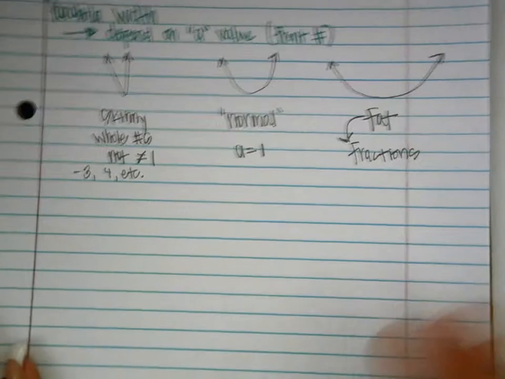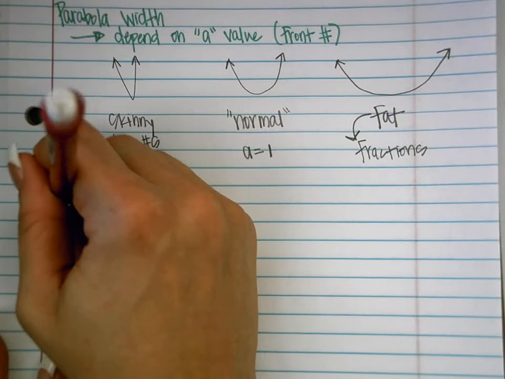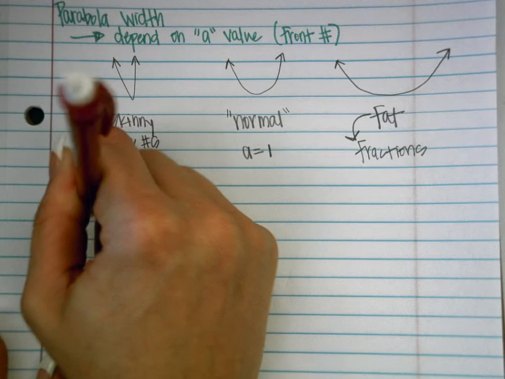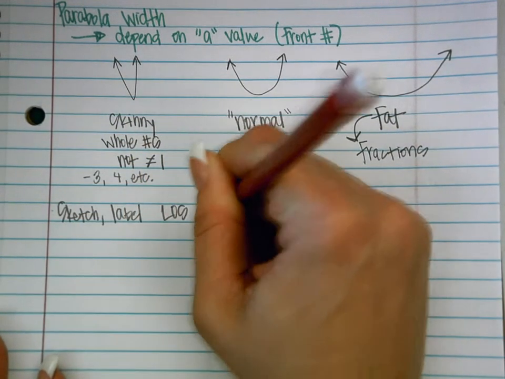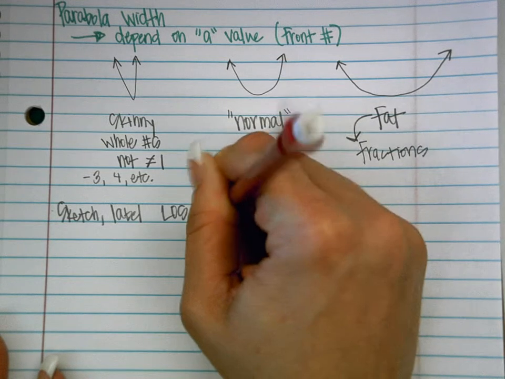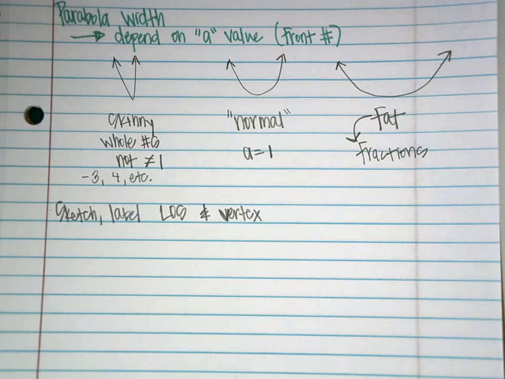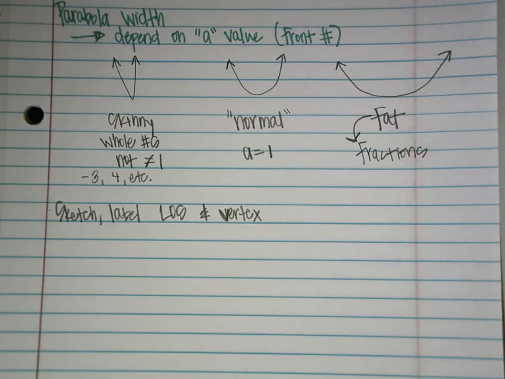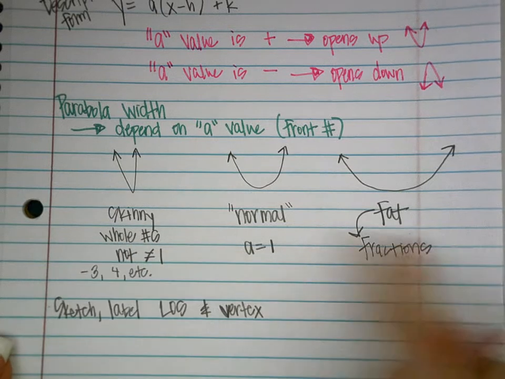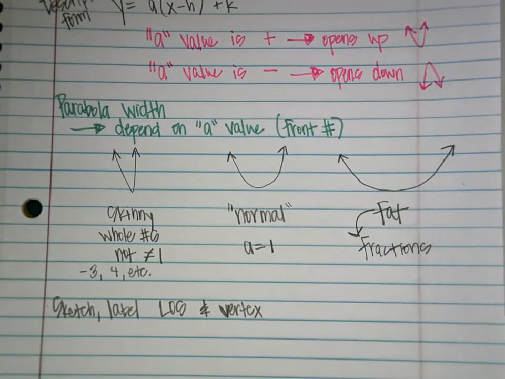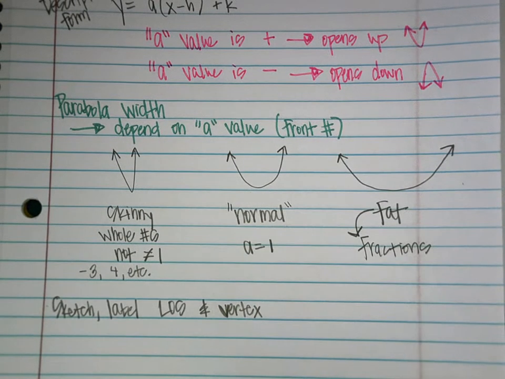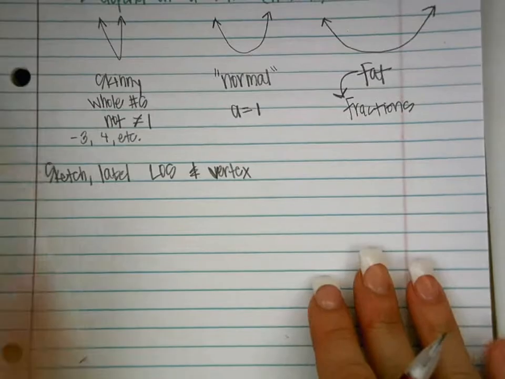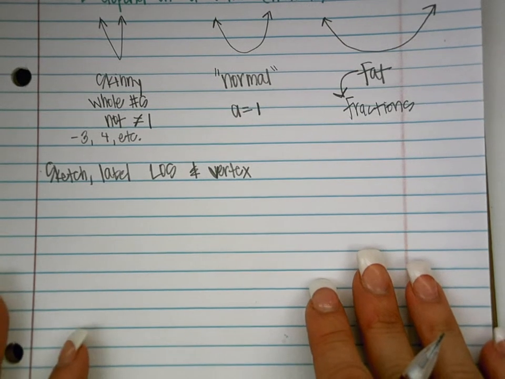Okay, so the next thing I want you to do is, again, we're going to sketch, label the line of symmetry, and the vertex. So now I don't have to find the x-intercepts or the y-intercepts. I can just make an approximate graph. But because I know different things about their A values, I can make it better. I know if it's supposed to be fat, or skinny, or somewhere in between. Are my graphs going to be exactly perfect? No. But a lot of times I don't need them to be perfect. I just want them to be close.